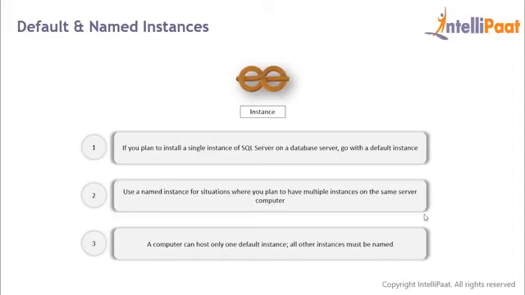A default instance does not require a client to specify the name of the instance to make a connection, but a named instance is identified by the network name of the computer plus the instance name that you specify during installation. So the client must specify both the server name and the instance name when connecting. And a computer can have only one default instance and all the others must be named.